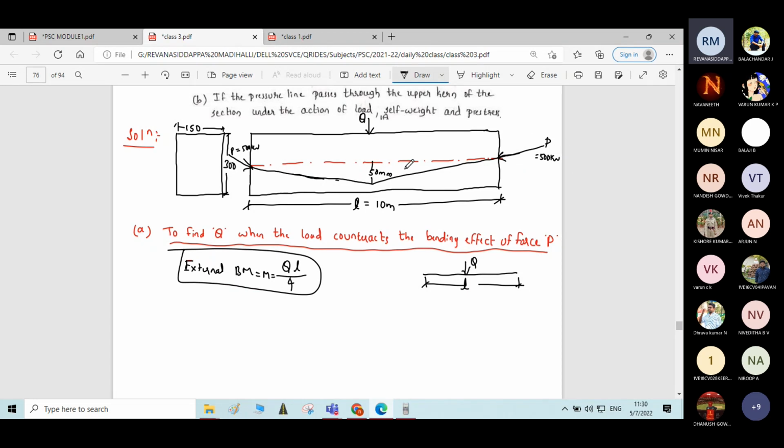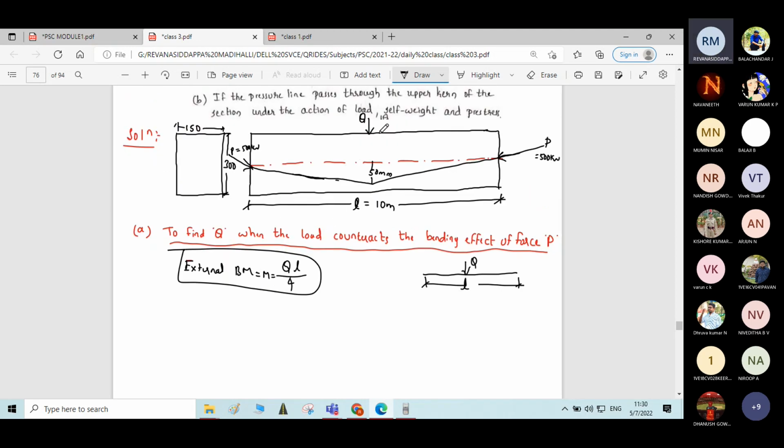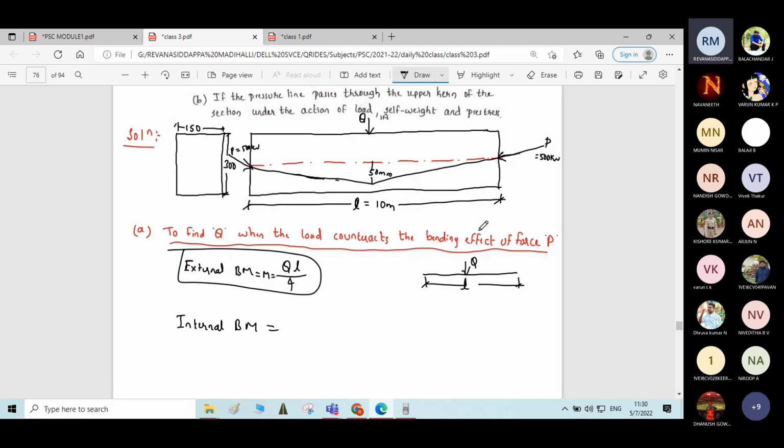Similarly, you find internal bending moment, that is moment due to pre-stressing force, about the center of the span only. Therefore internal bending moment means moment due to pre-stressing force P about the center of the beam. Because here we have found out moment at the center of the span QL by 4. Similarly, we have to find the internal bending moment due to pre-stressing force about the center of the beam.